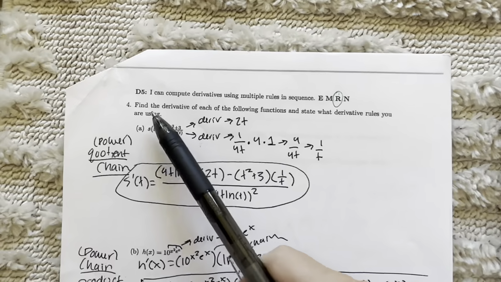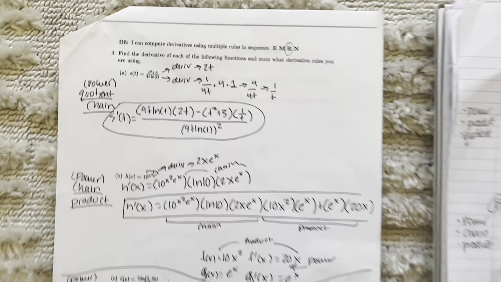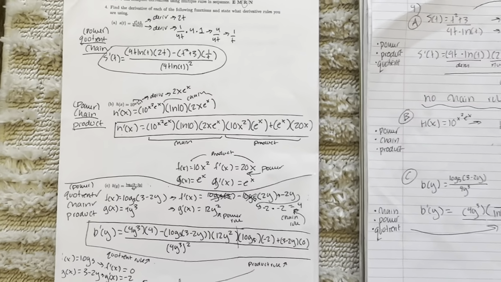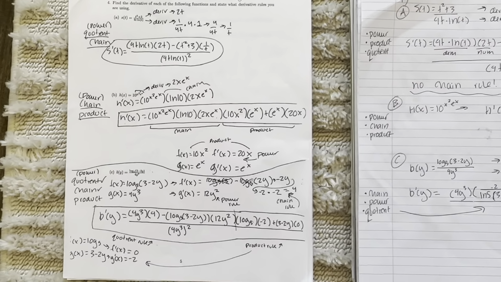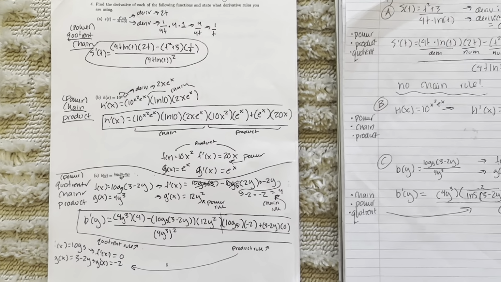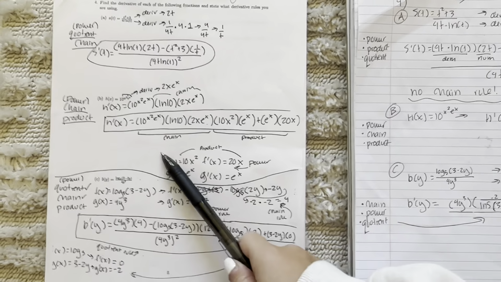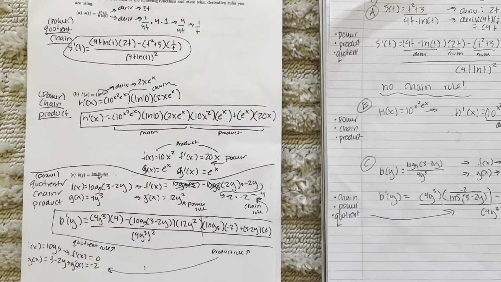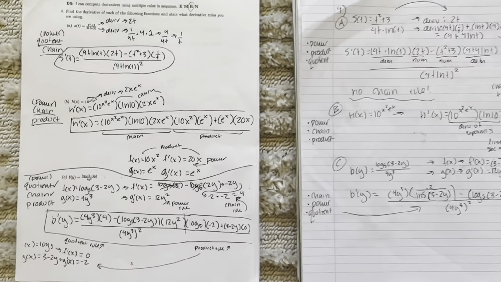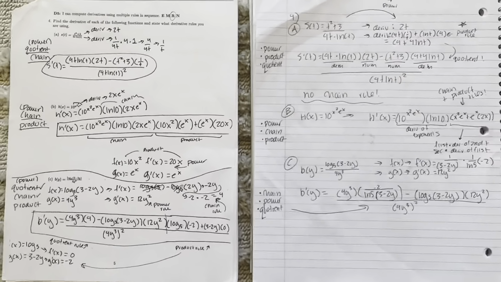This is on test 2, and this is about learning target D5, which states I can compute derivatives using multiple rules in sequence. I had the right idea for kind of, but I complicated it way too much. But, I mean, look over here. This was the right idea, you know what I'm saying, for some of it. So, I guess I must have just been quite tired. I don't know. So, let's jump into it.